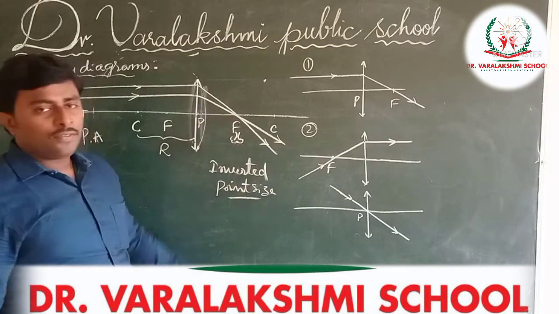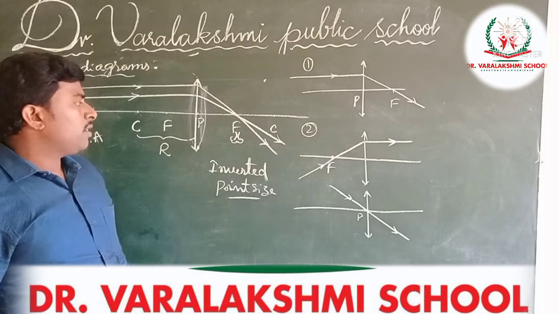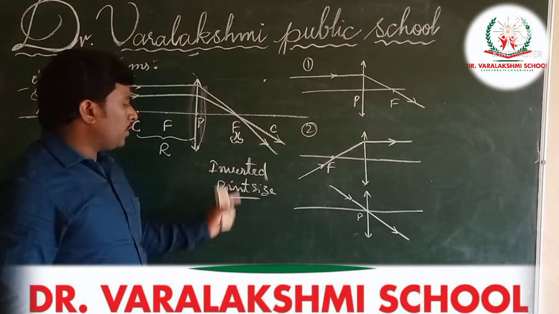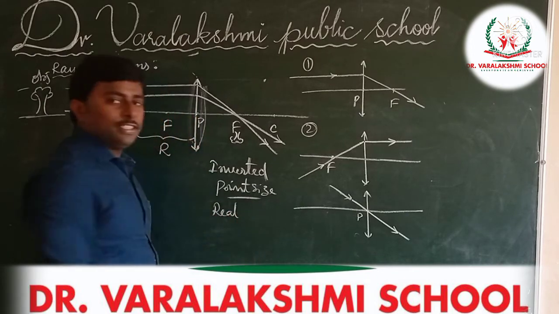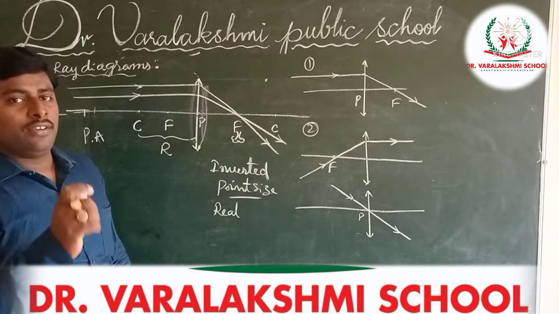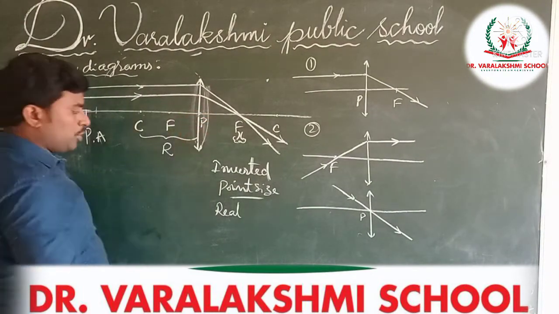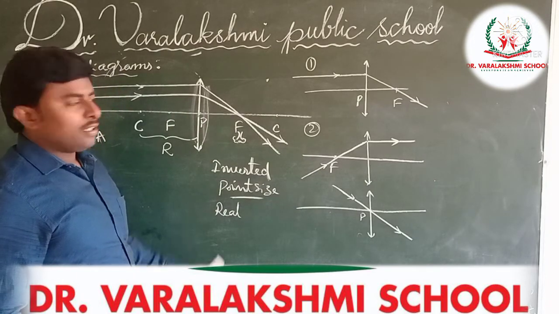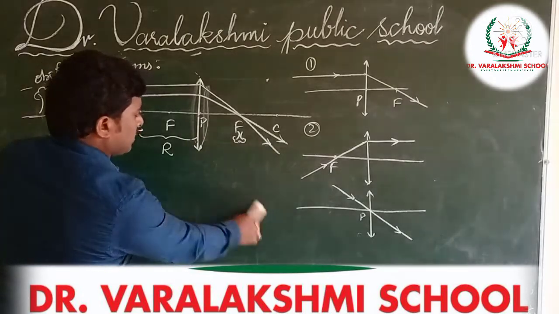So at the focus, the image formed is point size, inverted, and wherever the inverted images are, they are always real images. Real in the sense we can catch them on screen. Which images can we not catch? I will tell you the combination. So these are the characteristic features of the image formed when the object is placed at infinite distance.